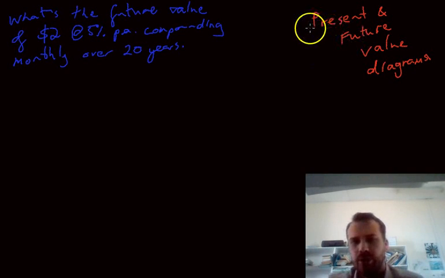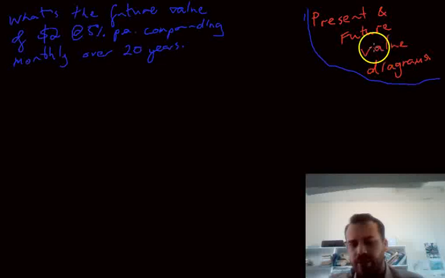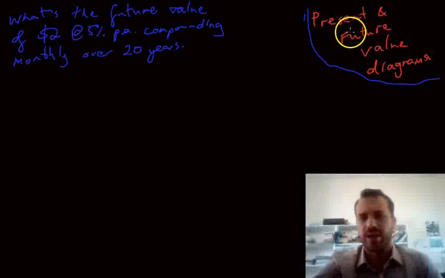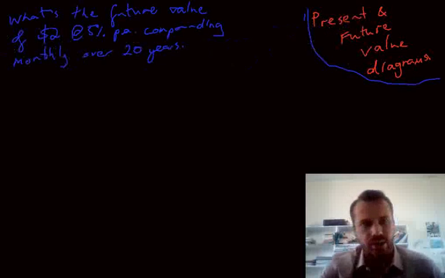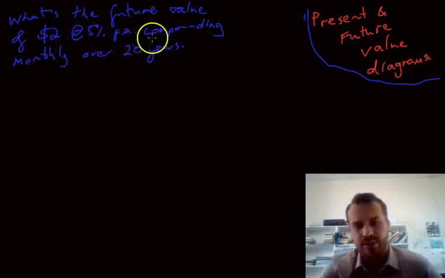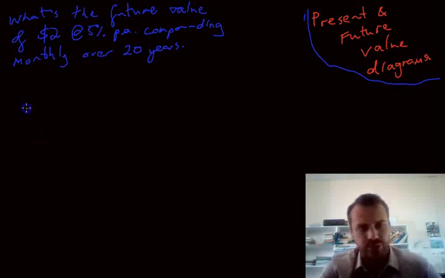Okay, so this is going to be a quick video on present and future value diagrams. We're not actually going to do any formulas or anything like that today. We're just going to look at a diagram. So what's the future value of $2, you're a poor man, at 5% per annum compounding monthly over 20 years? So when we create our present or future value diagram, what we're going to do is draw a straight line.